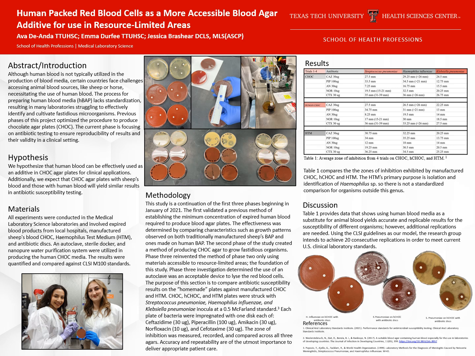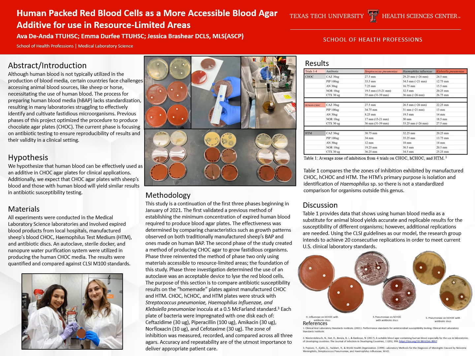In the current phase, we compared antibiotic susceptibility results on homemade human chocolate plates, traditional chocolate plates, and HTM plates. We used a 0.5 McFarland standard inoculum of Streptococcus pneumoniae, Haemophilus influenzae, and Klebsiella pneumoniae. Each plate was tested with antibiotic discs: ceftazidime, piperacillin, amikacin, norfloxacin, and cefotaxime. The zones of inhibition were measured and compared according to CLSI M100 standards.